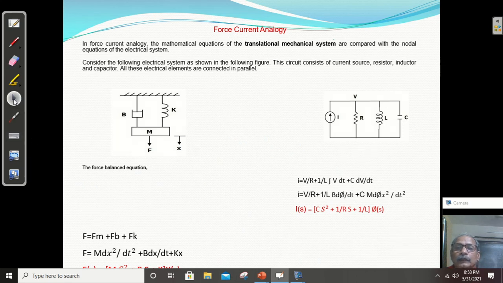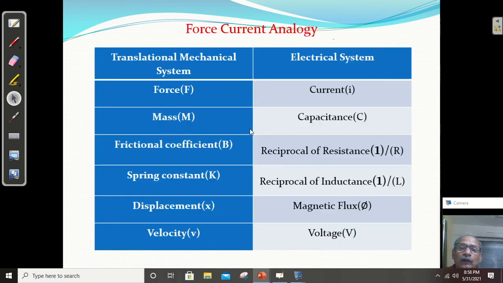Now this is the force current analogy we have studied. Translational mechanical system to electrical system is the force current analogy. Force is replaced by current I, m is replaced by C, b is replaced by 1 by R, spring constant k is replaced by 1 by L, displacement x is replaced by phi of s, magnetic flux, and velocity dx by dt is replaced by d phi by dt, meaning voltage V. So in this way you will get the force current analogy.